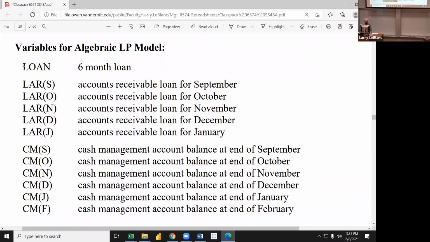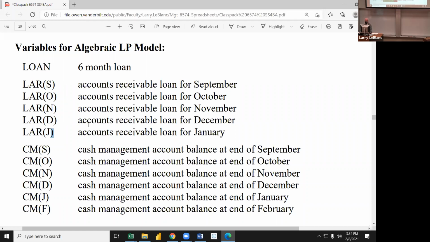There is a variable for the big loan, all caps in algebra. How much do we borrow for the 6-month loan? That will be one changing cell. There will then be 5 additional variables. Loan against receivables for September, 1 month. These are all 1-month loans. Loan against receivables for October, November, December, and January.